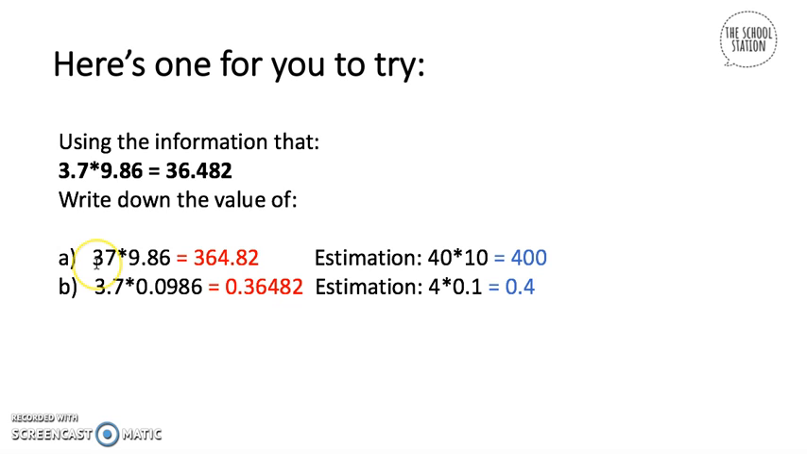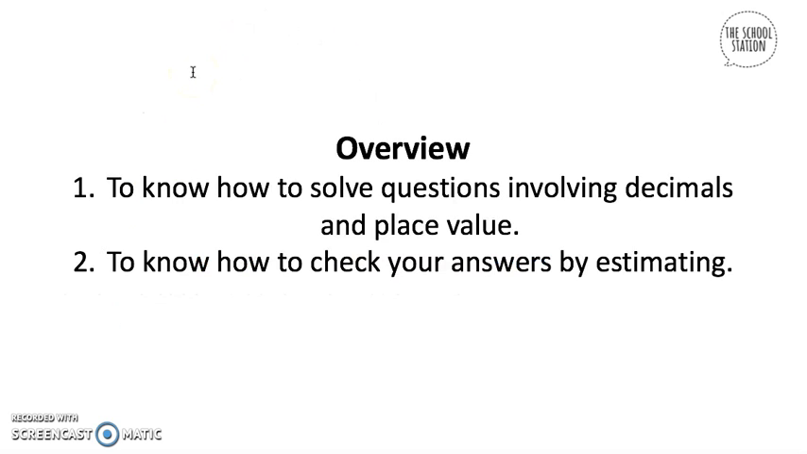So for example, you could have done something a little bit different to this. If that's the case, it doesn't really matter as long as you get the real answer over here. But estimation has a wide range of numbers. So if you didn't do 40 times 10, but you still got something similar that was close to 364.82, it is still fine. So I hope you guys have enjoyed this video, and I hope that this has helped you.